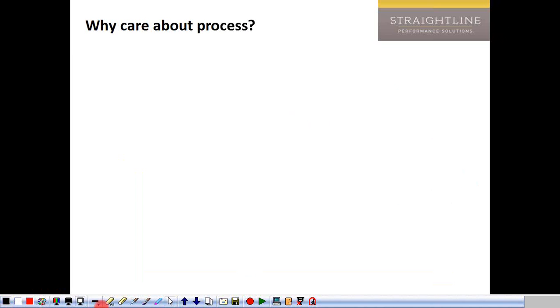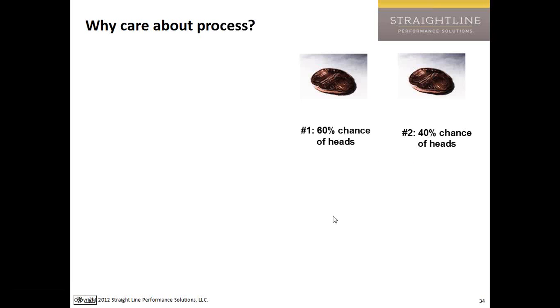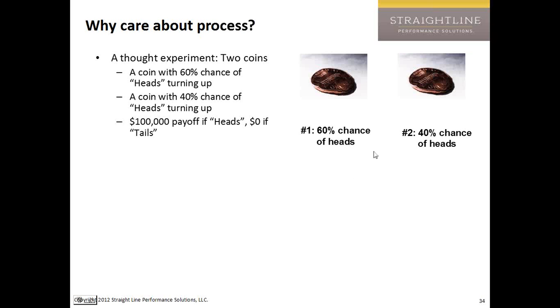Okay, so let's go through a little thought experiment, if we could. Let's come back to here. Let's suppose there were two coins, and you were given a bet. You got to bet on one of the coins. The idea was that if you predicted the right coin and it came up heads, then you'd get $100,000. If you picked coin number 1 and it came up tails, you get 0. Or if you went with coin number 2 and it came up tails, you get 0. If it came up heads, you get $100,000.